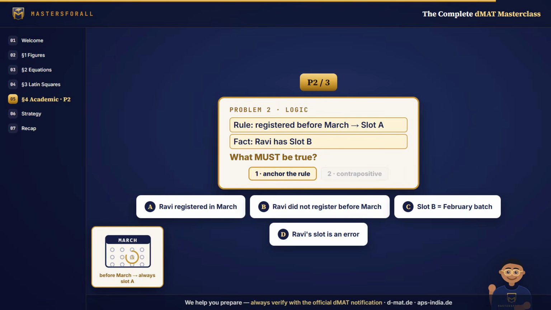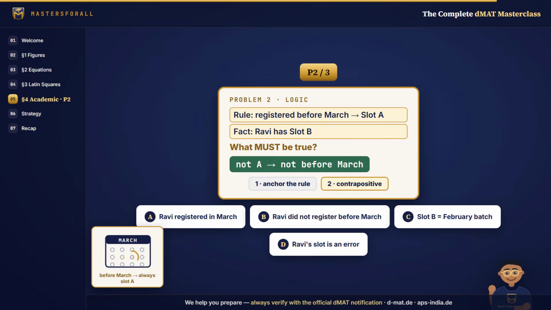Anchor the rule. Before March, always slot A. Ravi has B. If he'd registered before March, he would have A. He doesn't. So he did not register before March. The answer is B. That's a contrapositive. The exam loves them.